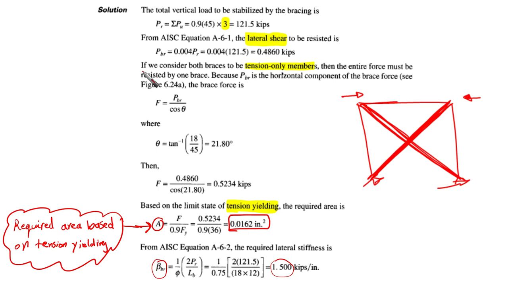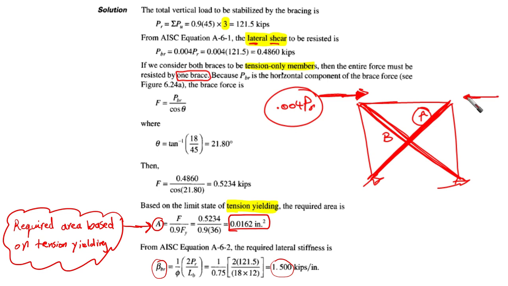So this is the meaning of, if we consider both braces to be tension-only members, then the entire force must be resisted by one brace. That's right. So if the load is coming from this direction, actually there is no lateral loading here. The lateral loading that I'm talking about is supposed to be the lateral shear strength, which is 0.004 PR here. If we consider it as the force that needs to be resisted for stability, then if we have bracing A and bracing B, bracing A is going to resist all the load.